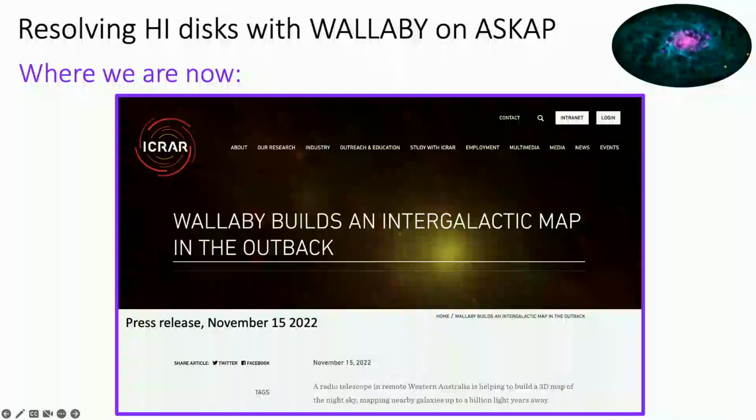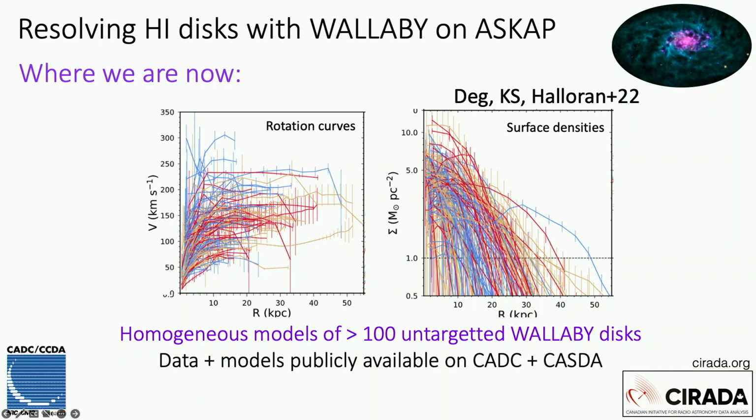So here's where we are now, or here's where we were in November. We publicly released the first set of automatically generated, homogeneously produced rotation curves for untargeted galaxies. The press release was that we were building intergalactic maps of the outback. And this is work that's led by Nathan Dagg. Here are the data that we publicly released.